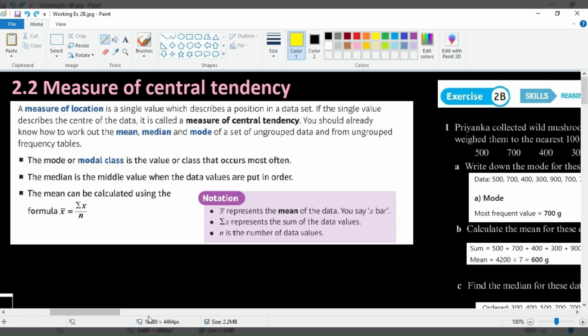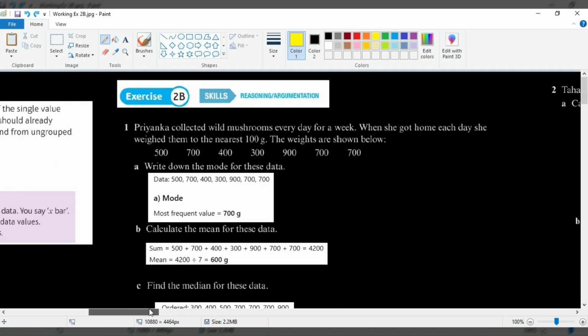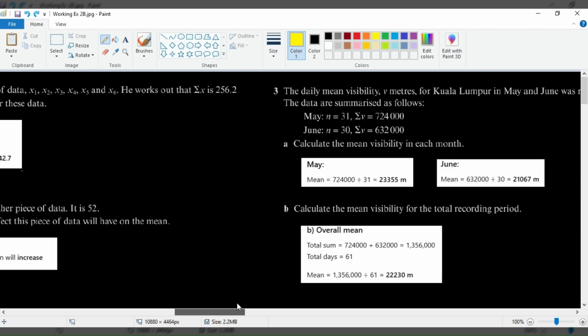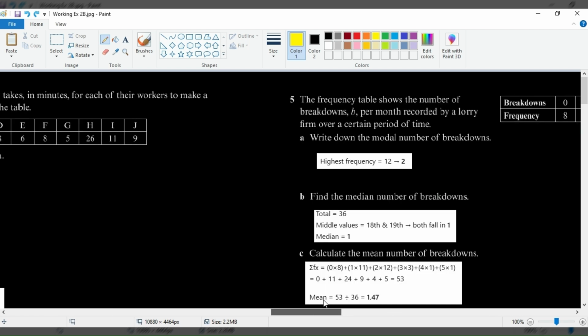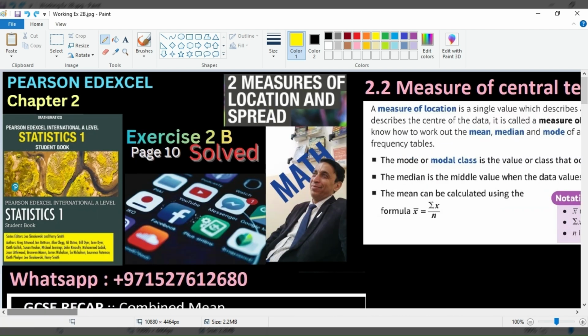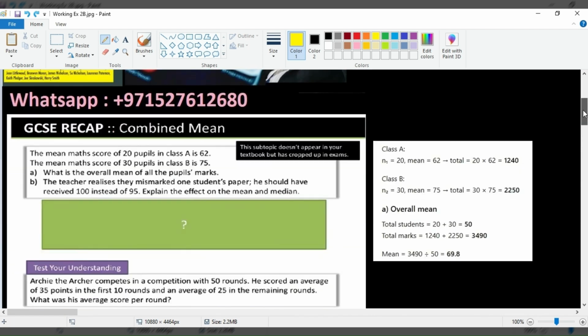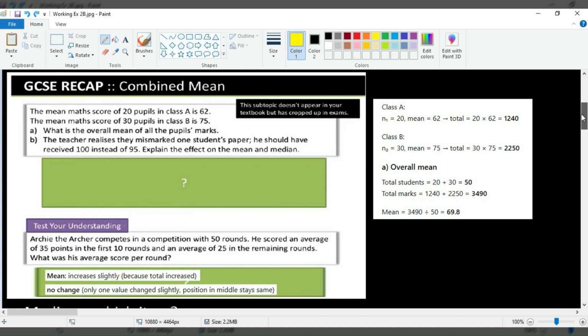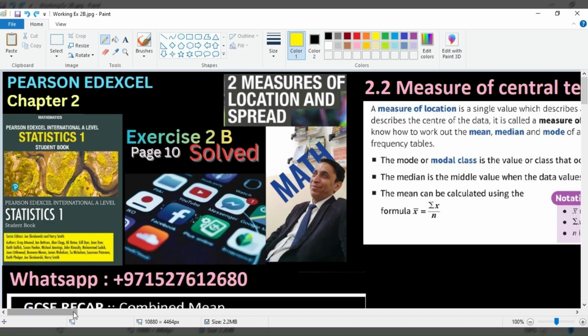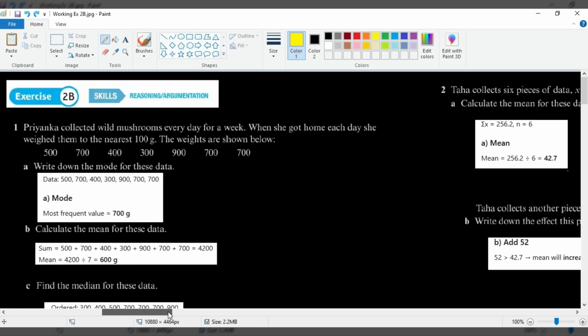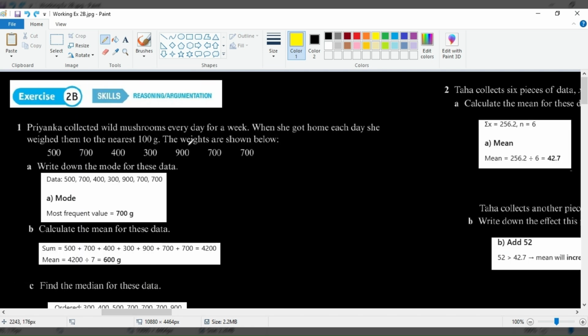And moving straight to question number 1. This exercise has 7 questions, I guess, altogether. Yes, there are 7 questions. And once we are done with the 7 questions, I'll take you to the Dr. Frost exercise that will continue. Anyways, taking you to the first question, which says Priyanka collected wild mushrooms every day for a week.